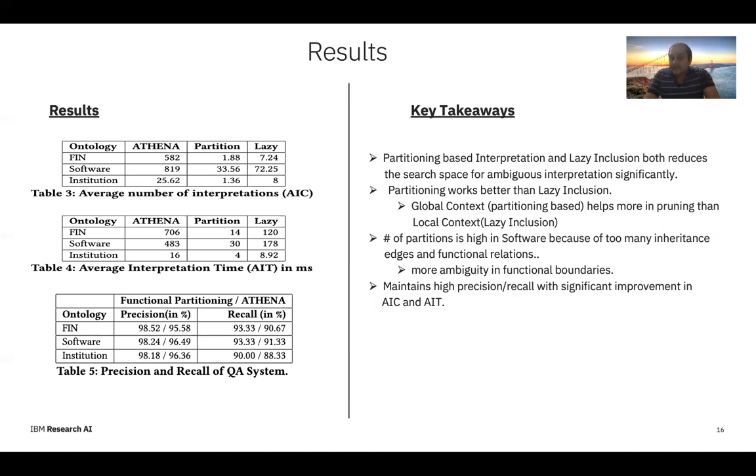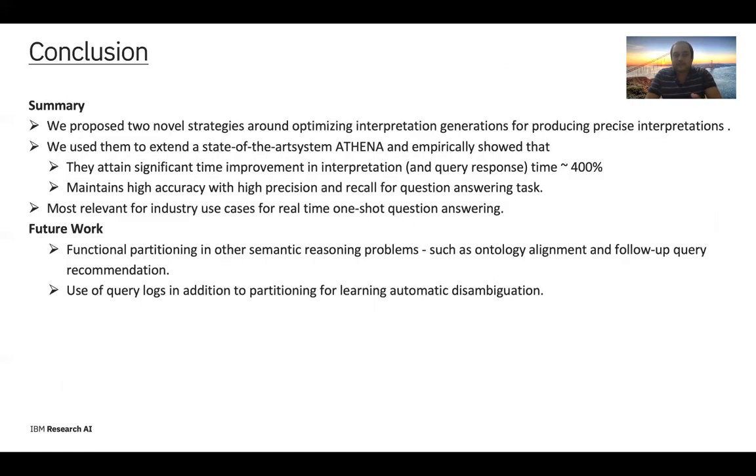Table 5 also makes sure that precision and recall is intact, at above 90, which is reasonably good. That means we are not really sacrificing precision and recall. We are able to hold on to the right answers, but significantly reduce the ambiguity in processing those.